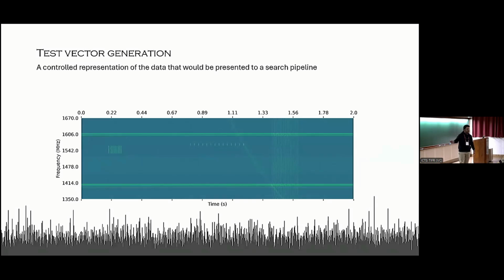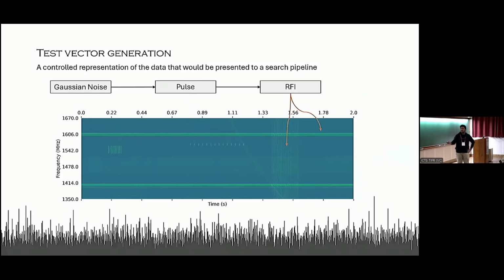You have time on the x-axis and frequency on the y. It's basically a heat map with greens and blues showing the intensity. You can see a faint pulse here, in noise. So you have Gaussian noise, and to that we inject a pulse. A pulse might have many different parameters, and we also have some snippets of RFI.